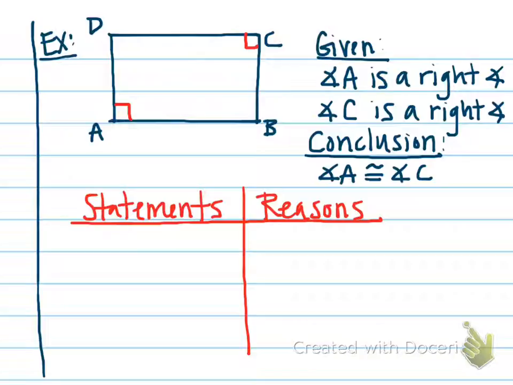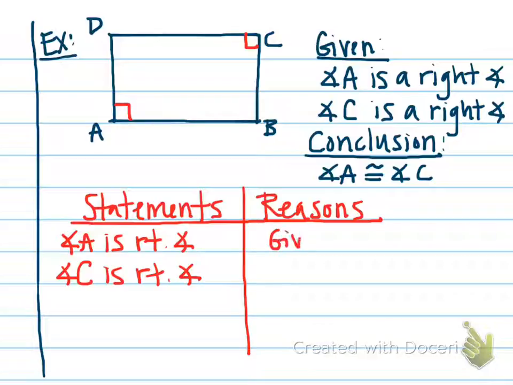So the first things that we know is that angle A and angle C are right angles. So we're going to state that. Angle A is a right angle, and please feel free to abbreviate here to save you a little time. And angle C is a right angle. Now under the reasons column, the reasons why we know this is because they were both given to us. So I always put down my givens first. Then we look at that conclusion. It says angle A is congruent to angle C.